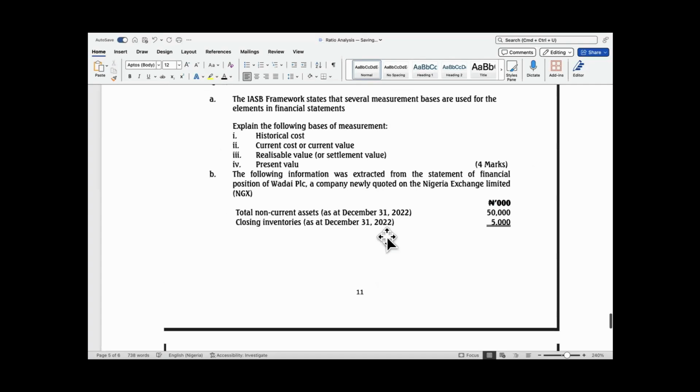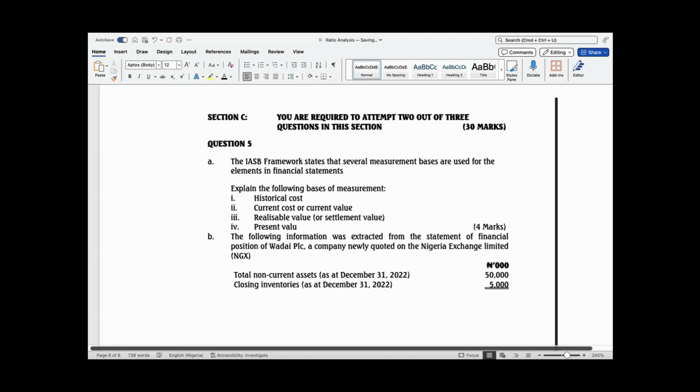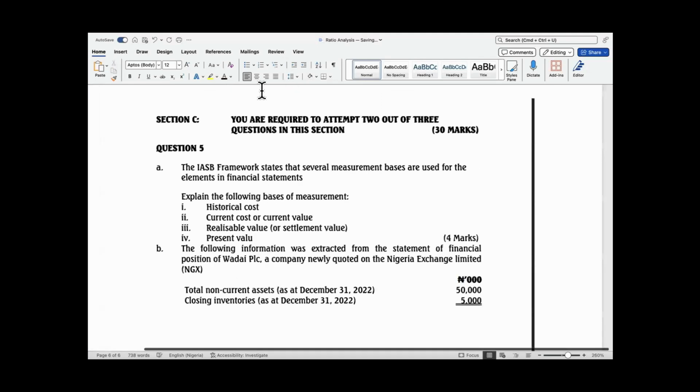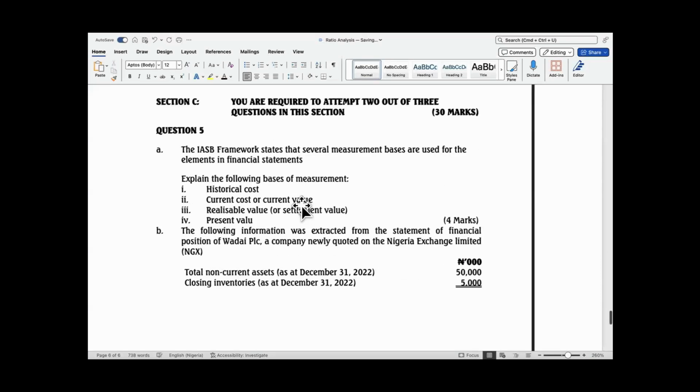Another one, which was also last diet, was this question 5. I believe you can see my screen clearly. Was this question 5 last diet as well? Now, this one is in 2 parts. It's section C. They are always 15 marks.